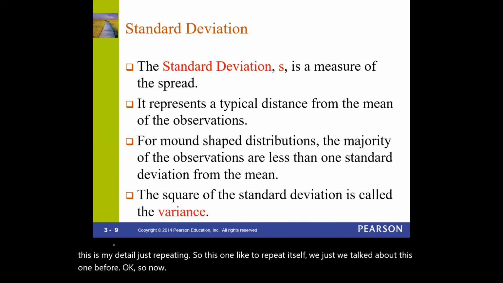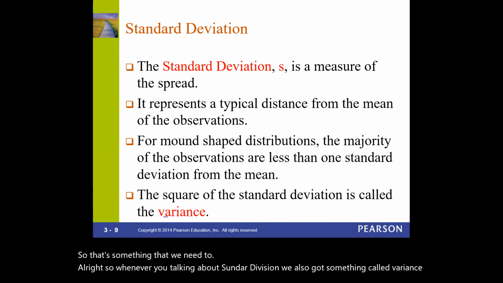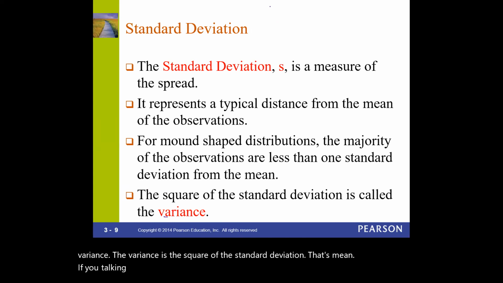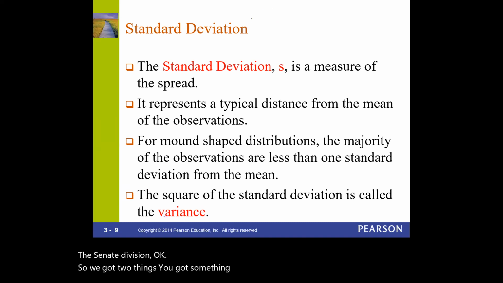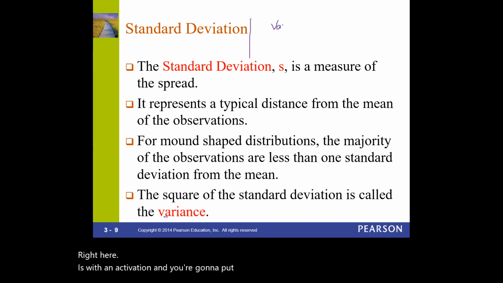So that's something else we need to introduce. Whenever you're talking about standard deviation, we also talk about something called variance. The variance is the square of the standard deviation. So you've got two things: you've got standard deviation right here, and you're going to put variance right here.